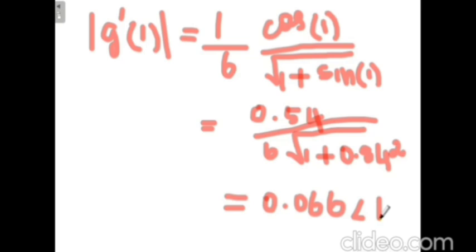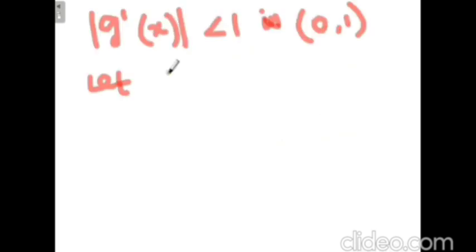Now we are going to take a value between 0 and 1. That is why we have said that the root lies between 0 and 1. So let me assume some value x naught between 0 and 1, and find the root of the given equation. We know that the modulus of g dash of x in the interval 0 to 1 is less than 1. So let x naught equal 0.4.